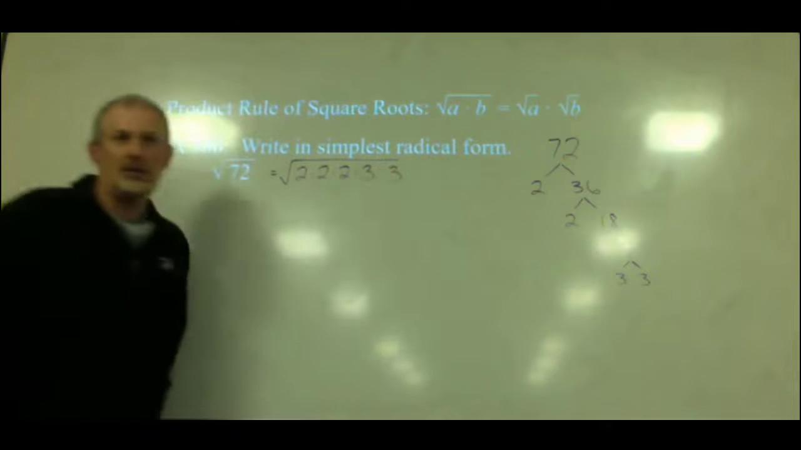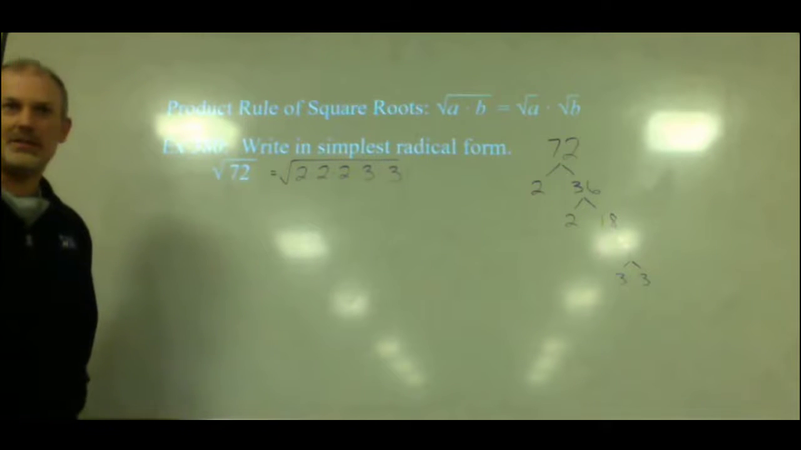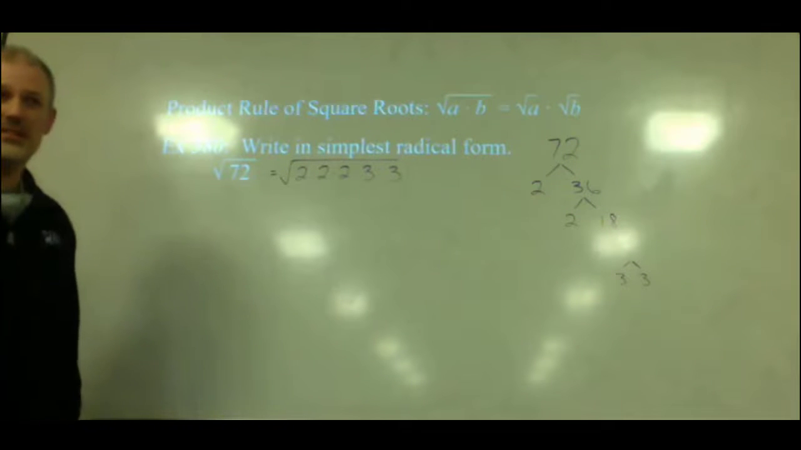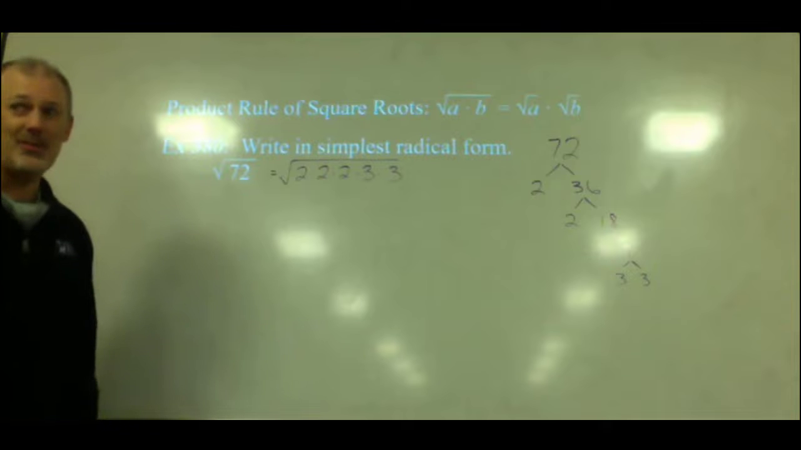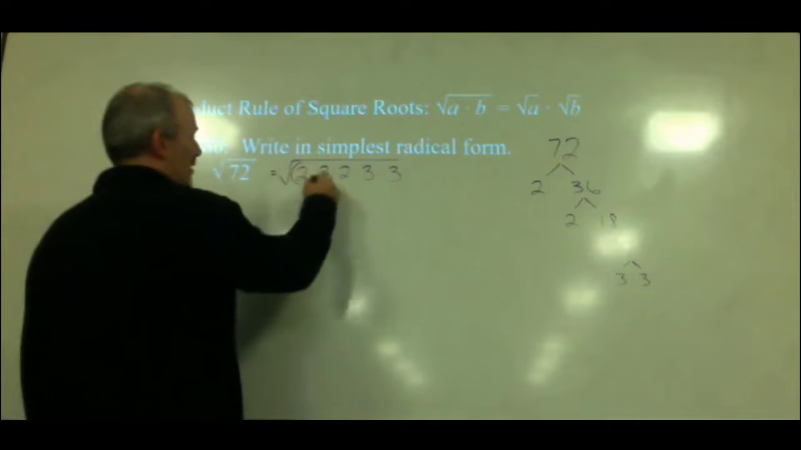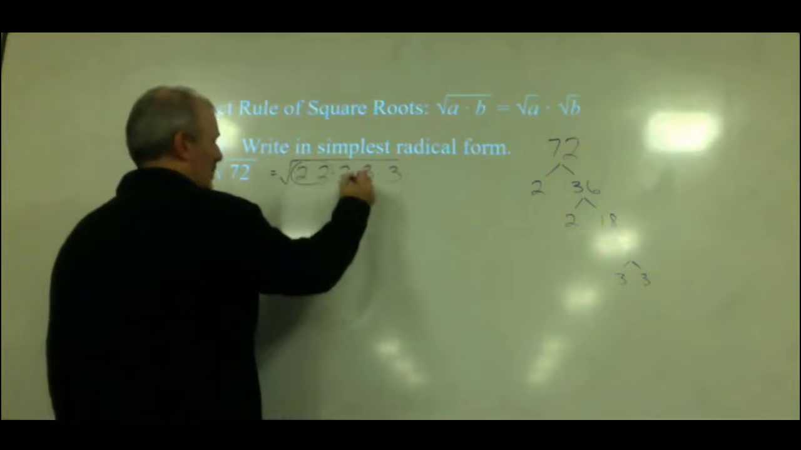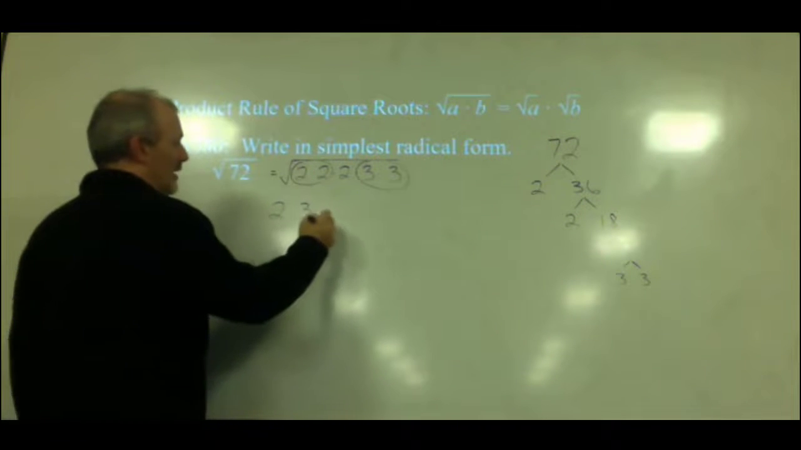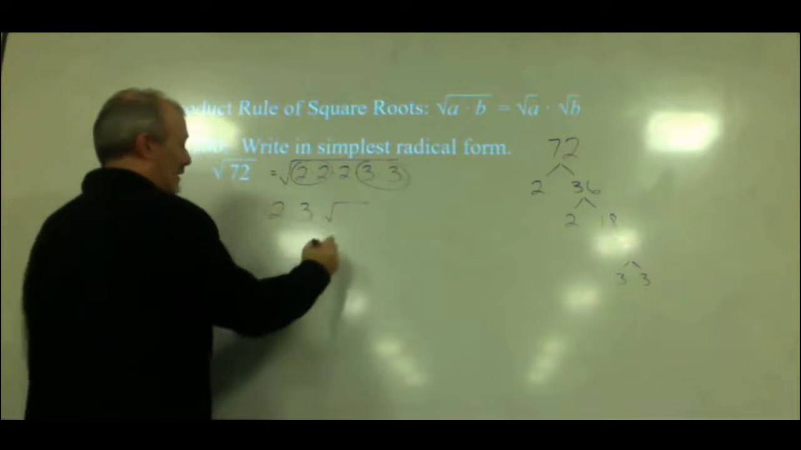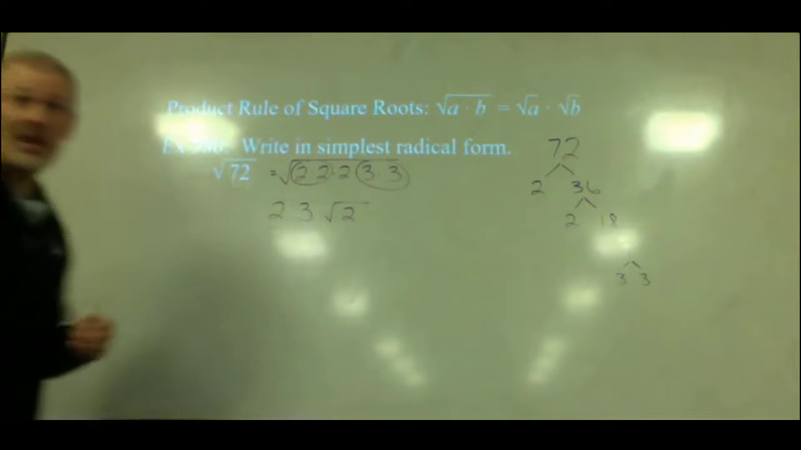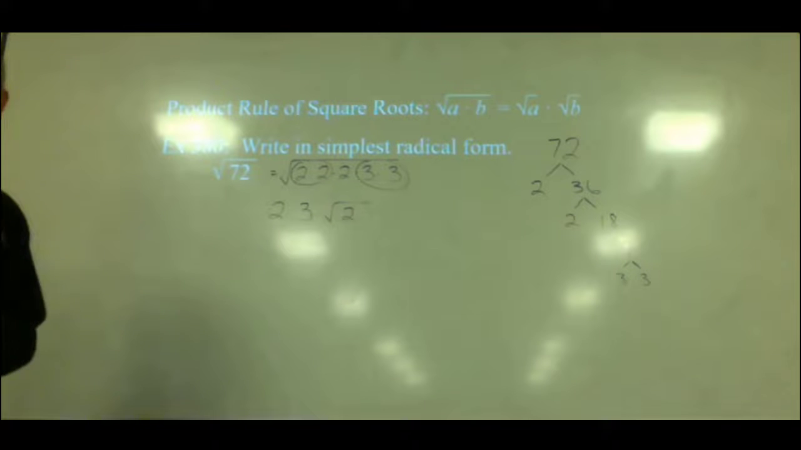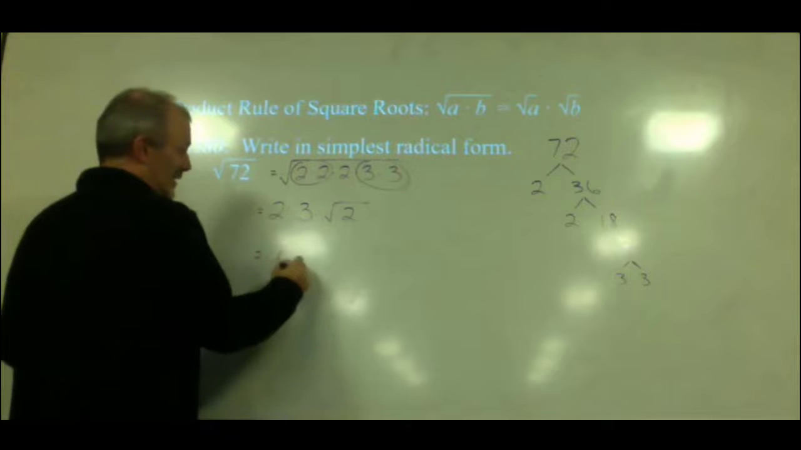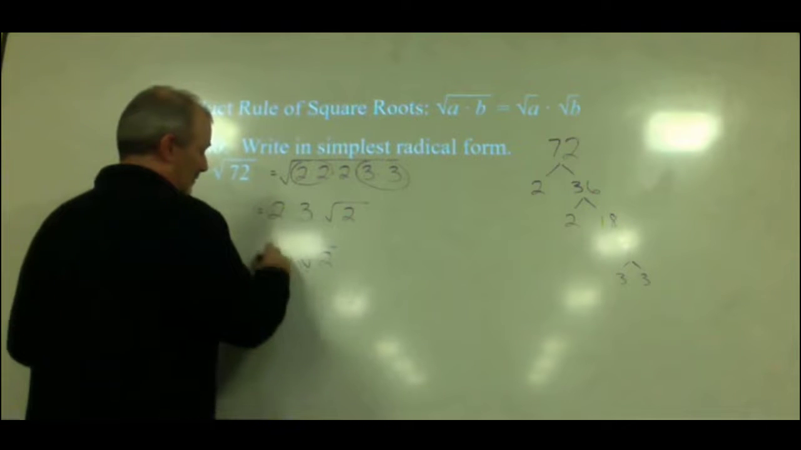Does that make sense? And what does that tell us? Is there anything that we're going to be able to take out? A 2, because of the pair, and then because of the pair of 3s, a 3. So we're going to take out a 2, we're going to take out a 3, and then we still have a 2 on the inside. A 2 is still stuck on the inside, right? It doesn't have a pair. So then we simplify on the outside. 2 times 3 is 6, and the 2 stays inside. That's the answer.